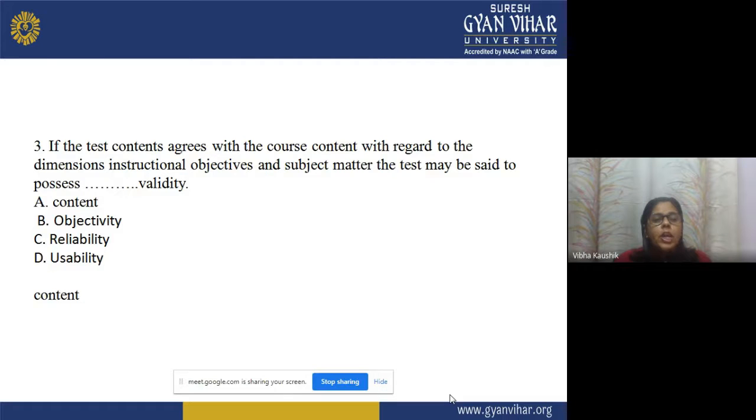Now the third one. If the test contents agree with the course content with regard to the dimensions, instructional objectives, and subject matter, the test may be said to possess which type of validity? The options are A. Content validity, B. Objectivity validity, C. Reliability validity, D. Usability validity. The correct answer is option A, that is content validity.